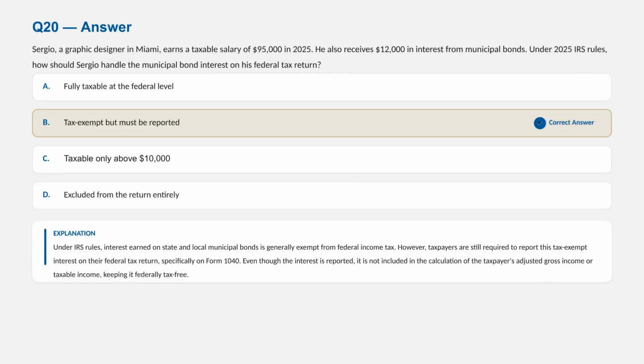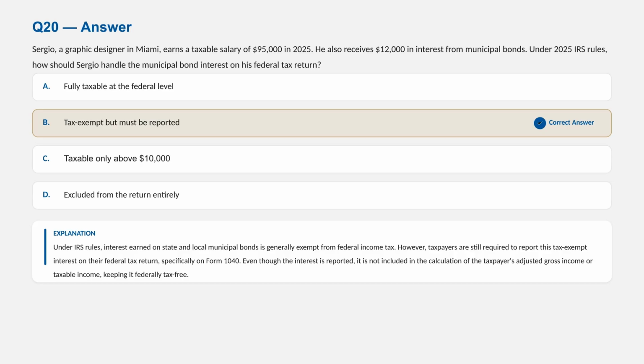The correct answer is B. Tax exempt but must be reported. Under IRS rules, interest earned on state and local municipal bonds is generally exempt from federal income tax. However, taxpayers are still required to report this tax exempt interest on their federal tax return, specifically on Form 1040.